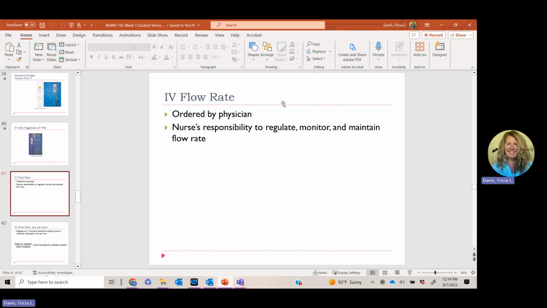the right ordered amount, make sure that that IV is not infiltrating, that there's no phlebitis, that there's no infection, that it's not leaking. And then it's also up to you to make sure that that is a good rate for your patient.